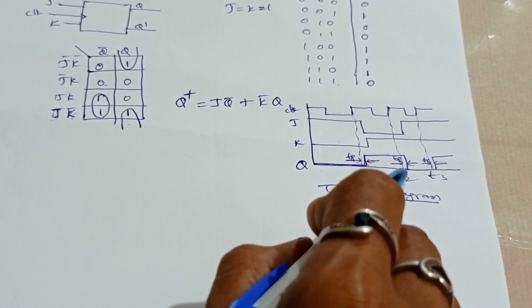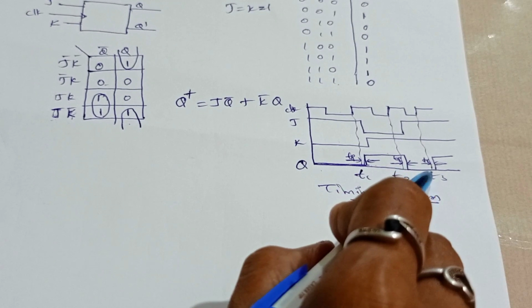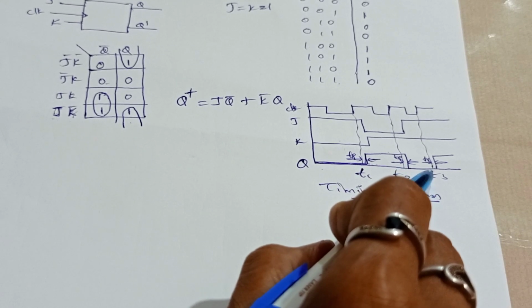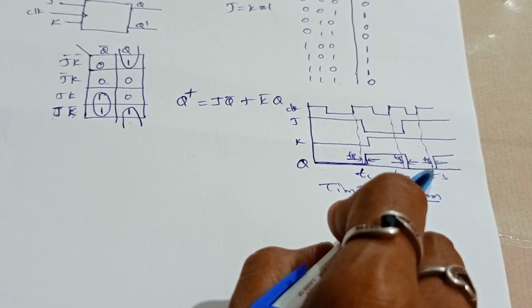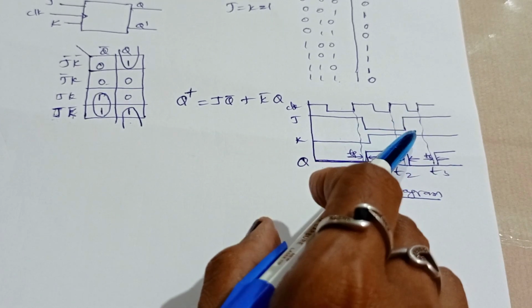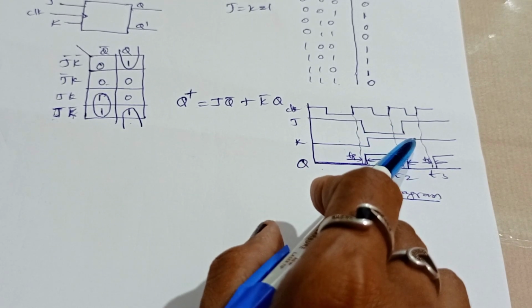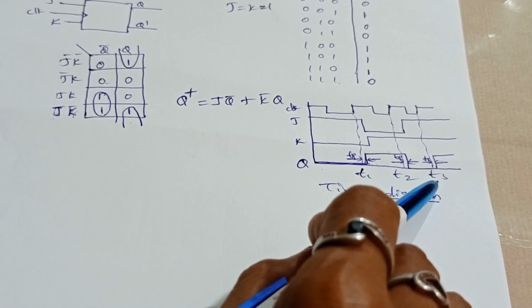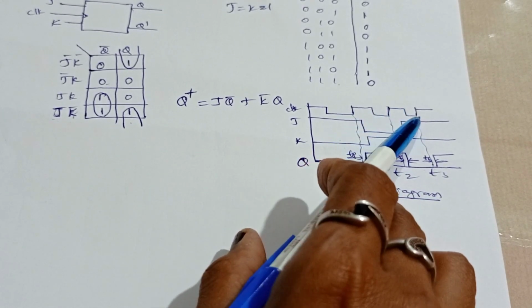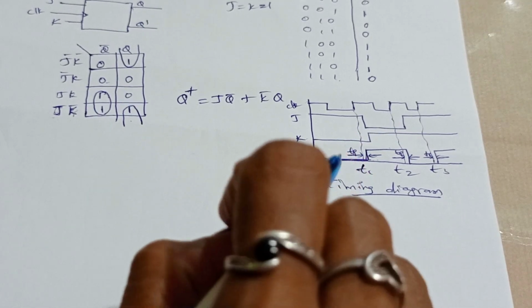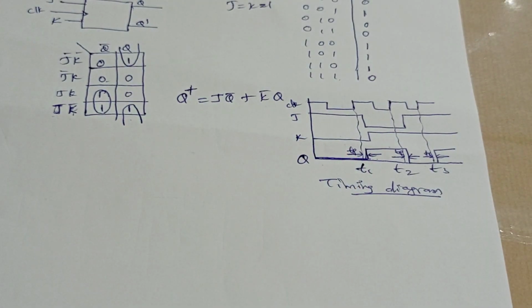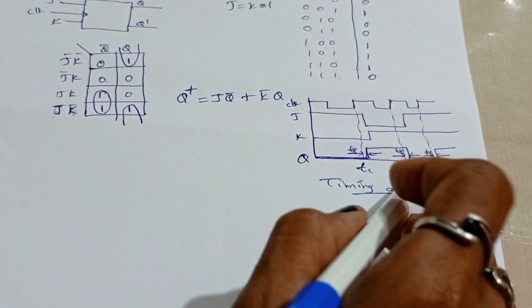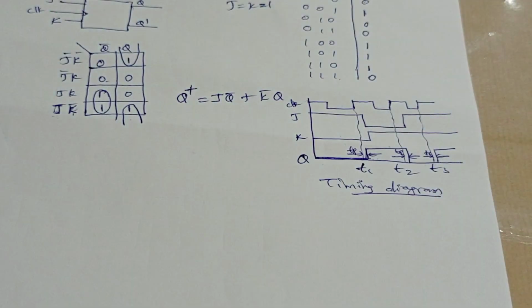It is 1 changing to 0. Because q is equal to 0, that is j is 1 and k is 1, before the third rising clock edge, that is at t3, it is again q becomes 1. This is about the timing diagram of JK flip-flop.